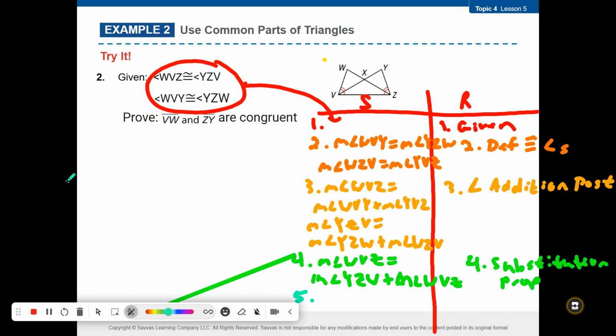So I'm going to have the measure of angle WVZ is equal to the measure of angle YZV. And then again, that's by substitution property. I'm just going to put little quotes there. Same thing, just different step.